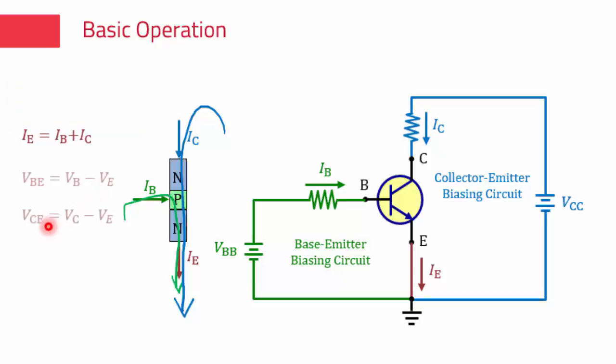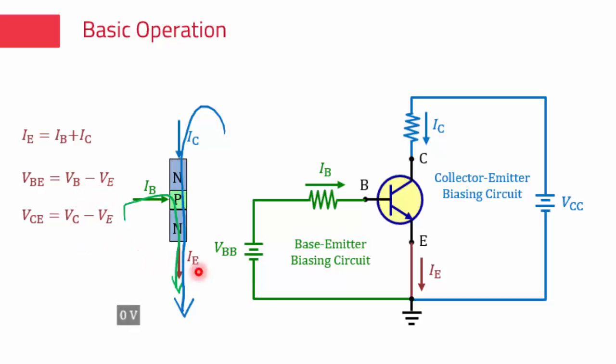Besides the currents, two voltage differences must be discussed in the study of BJT. They are VBE, the voltage difference between the base and the emitter, and VCE, the voltage difference between the collector and the emitter. But what are VB, VE, and VC?